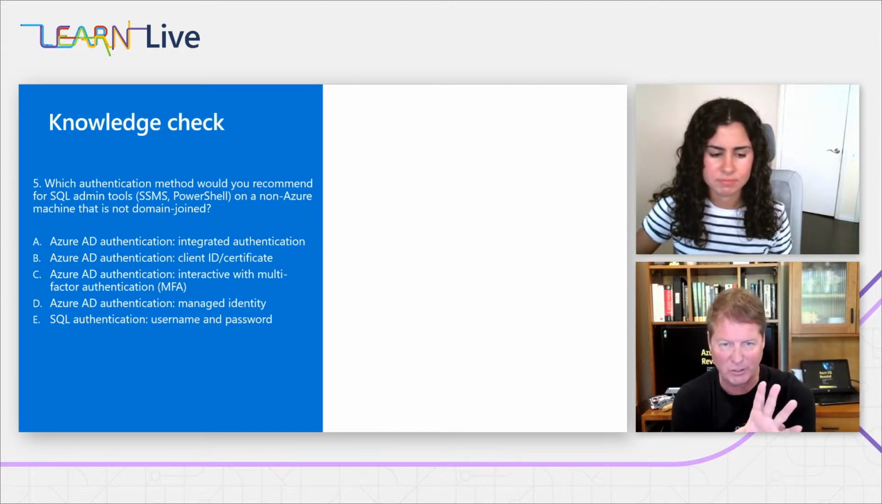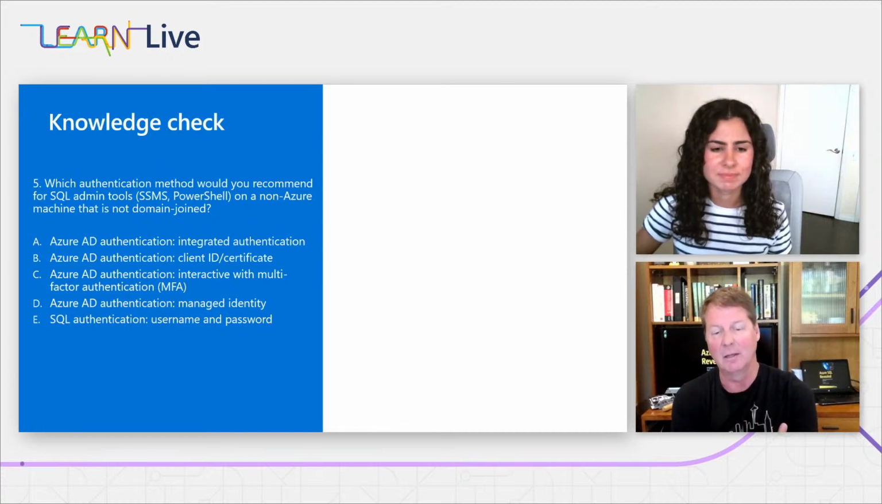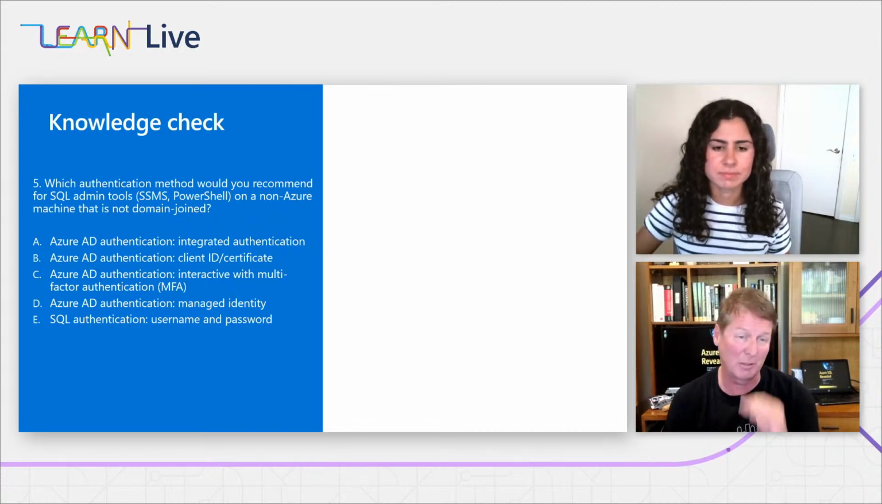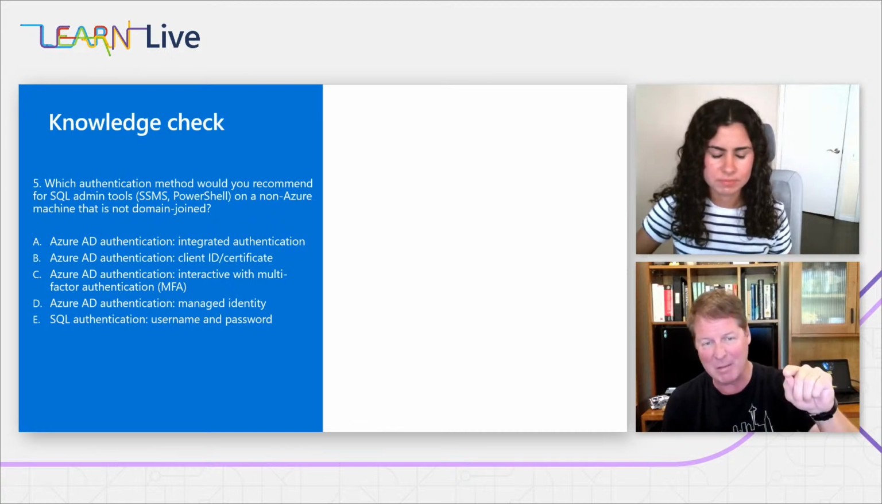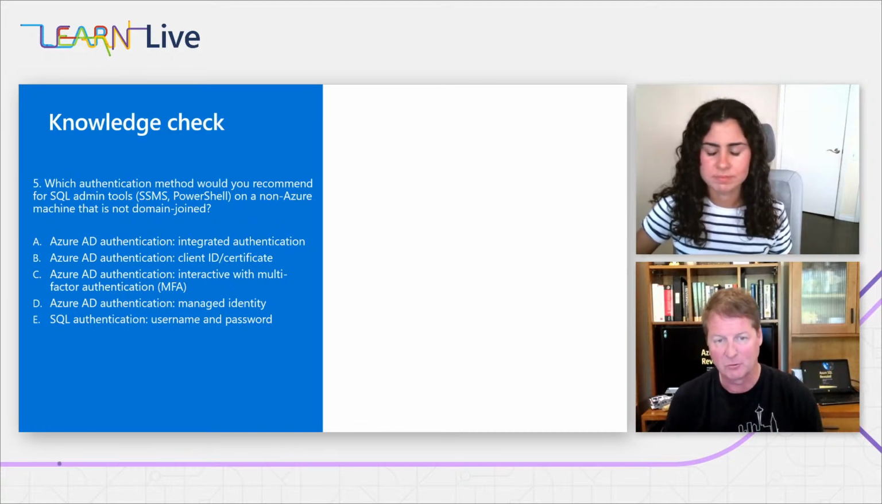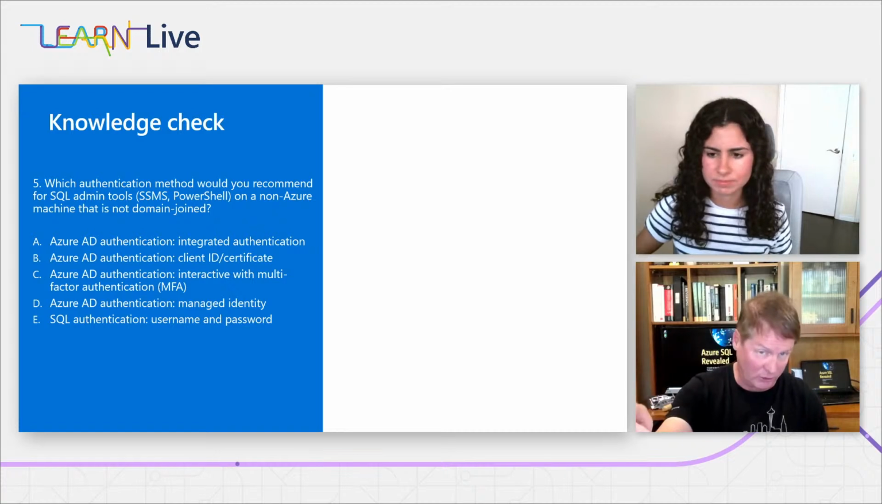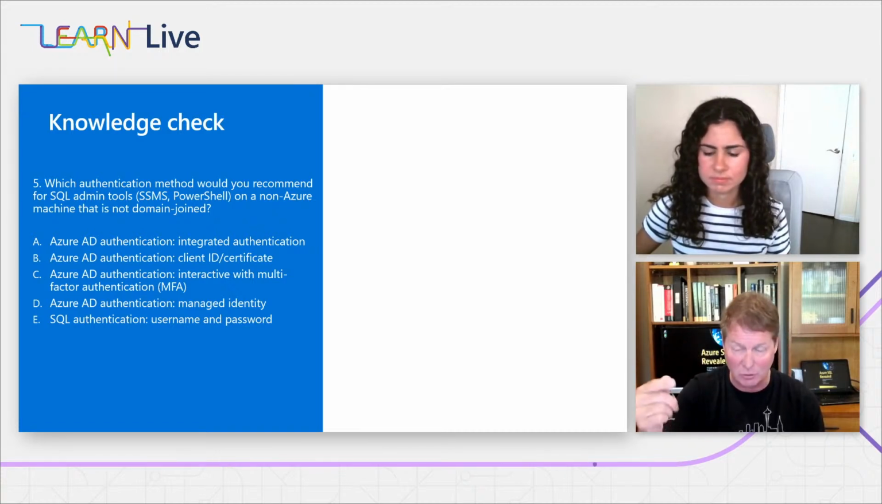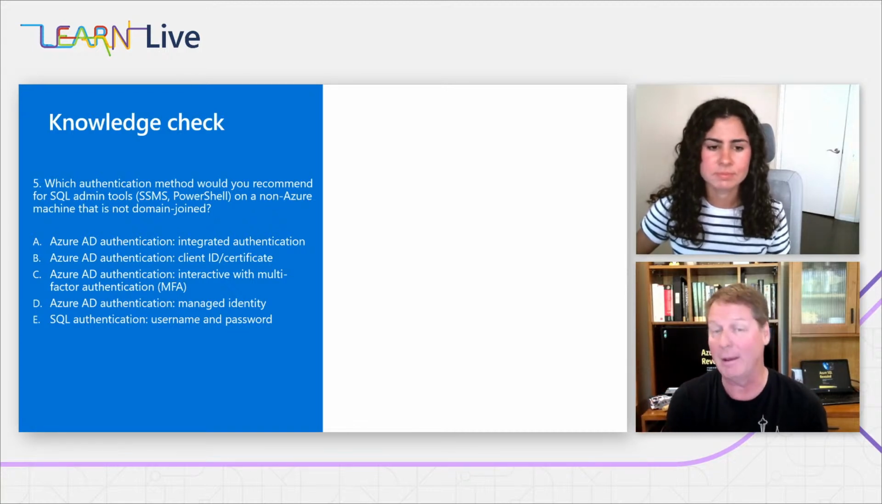Now it gets a little more interesting. If I'm not mistaken, with Management Studio or these tools, I can't do the client ID cert method. I have to be an app that I can write to do that. I can't just use the tool. So I'm going to eliminate that one. Now I'm left with MFA and SQL Auth. So even though SQL Auth works here, remember we did say we'd like to eliminate the need to do that. So if I have an option to do that, I would prefer that. That would be my recommended way.